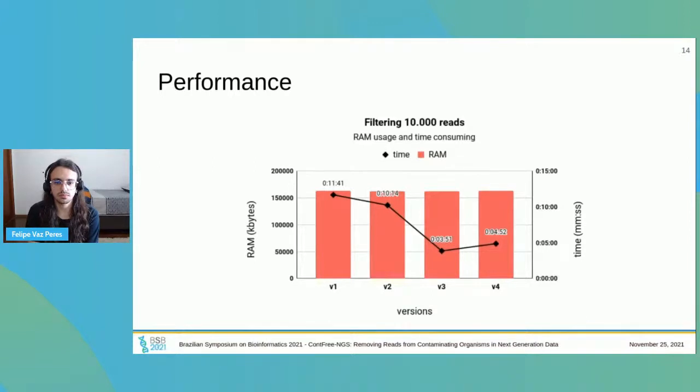And here you can see the comparison of versions 1, 2, 3, and 4. That is the runtime and resource usage to filter 10,000 reads. As you can see here, in version 1 and version 2, it costs 11 minutes to filter 10,000 reads. And in versions 3 and 4, we have only 4 and 3 minutes.